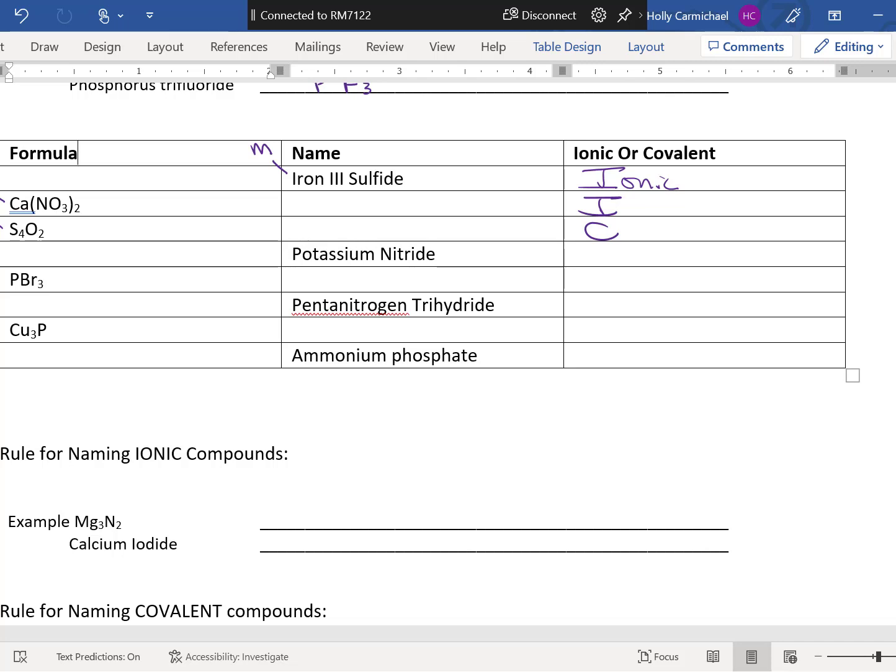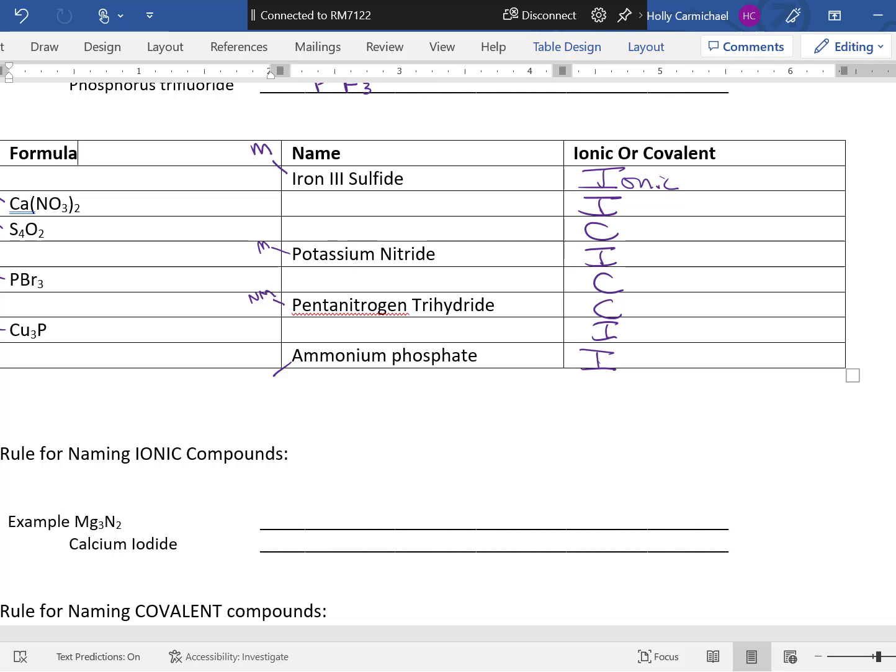Potassium nitride. This is a metal, ionic. Then PBr. Non-metal, covalent. Pentanitrogen, non-metal, covalent. Cu3P, ionic, because that's a metal. And then ammonium phosphate. What is the ammonium? It's a what? Ion, right? So anything with a polyatomic is always ionic. Just note to self, and I put that one up there on purpose, any molecules with a polyatomic ion have to be ionic.